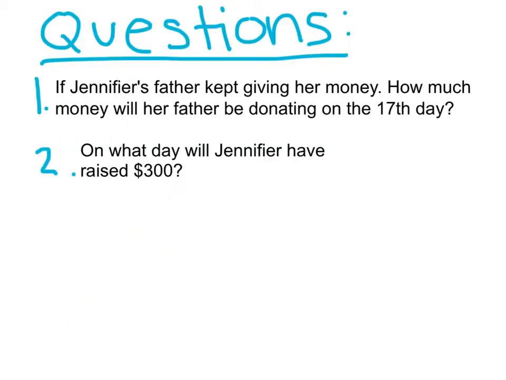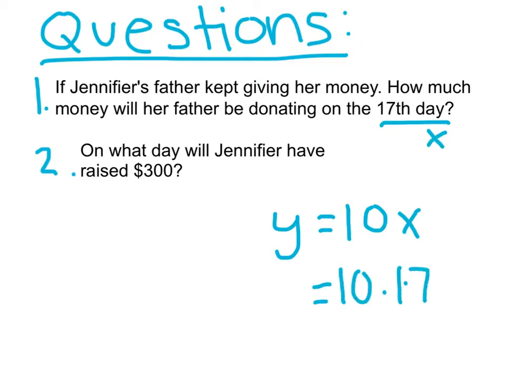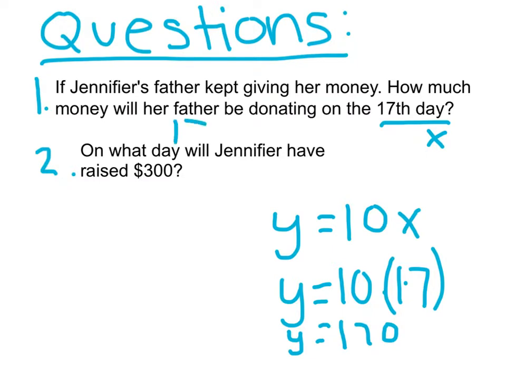The first question is, if Jennifer's father kept giving her money, how much money will her father be donating on the 17th day? You can find this by using the equation that we showed in the slide before. Y equals 10x. The 17th day would be the x value, so you do 10 times 17 as your x value equals y. And 10 times 17, if you go on your calculator, equals 170. So on the 17th day, Jennifer's father would have given her $170.